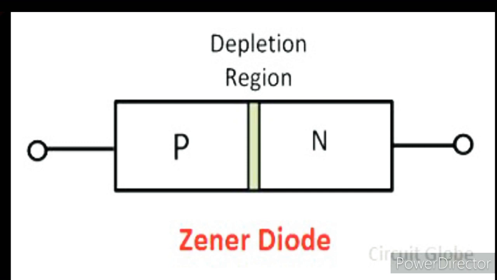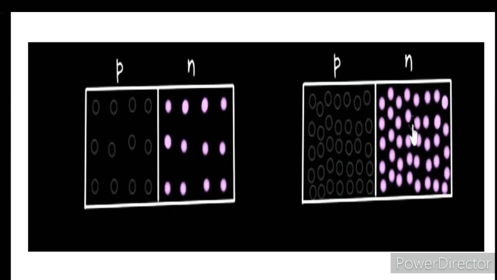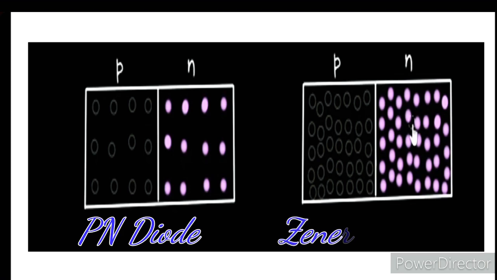The structure of the Zener diode is shown in the figure. It is similar to the PN junction diode. In the PN junction diode, two extrinsic materials, P-type and N-type, are connected to each other. The only difference in the Zener diode is that the doping of the P-type and N-type material is heavier. That can be shown in the figure.